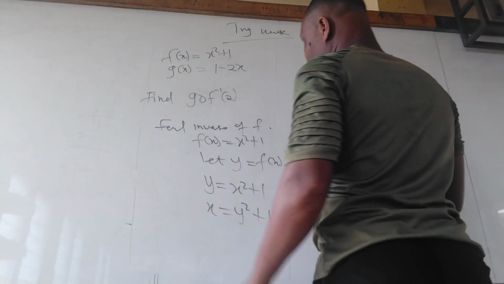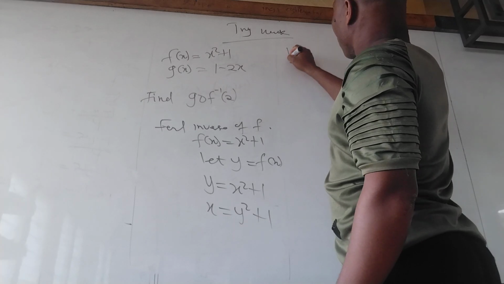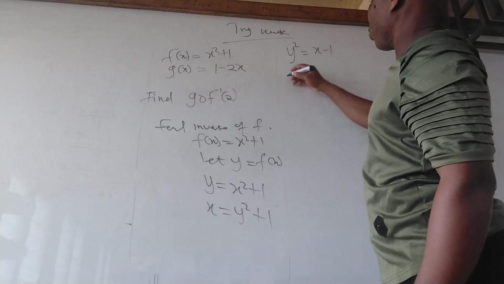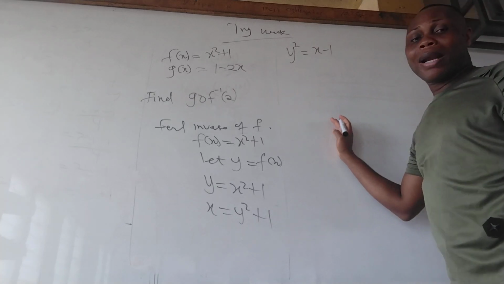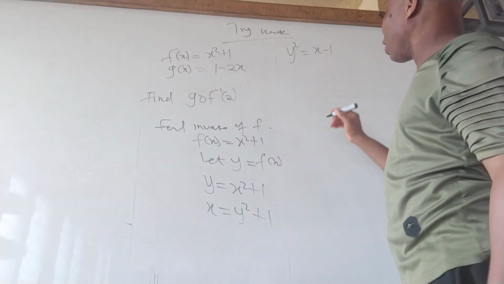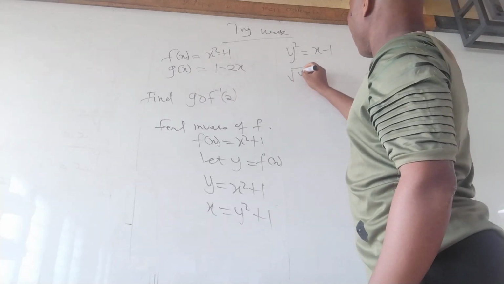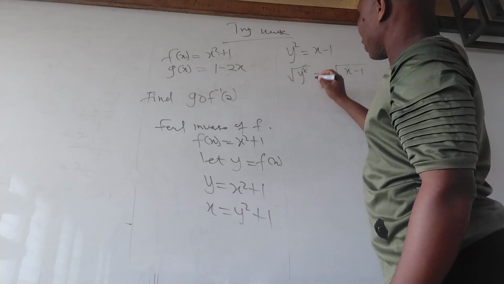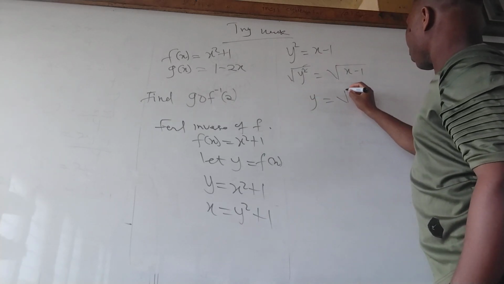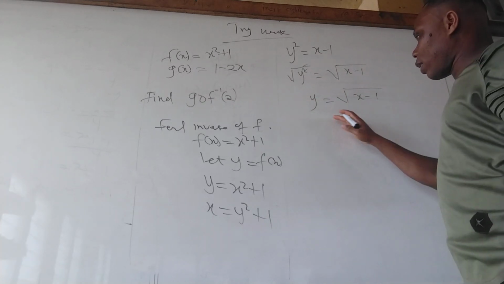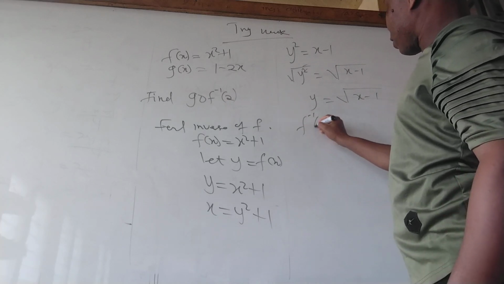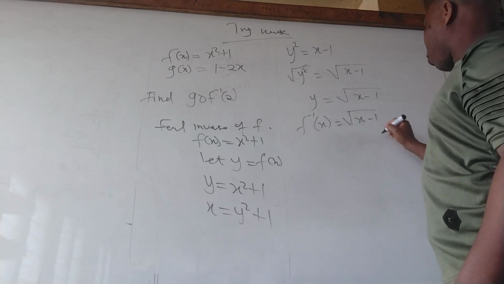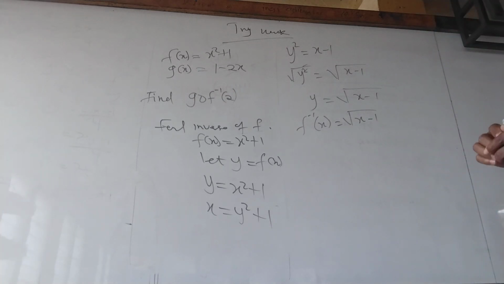So let's make y the subject. We have y squared being equal to x minus 1. So we remove the square by applying the square root. That will give us square root of y squared, square root of x minus 1. So this cancels out. We have y being equal to root of x minus 1. And then the f inverse becomes root of x minus 1. So this is the f inverse of x.